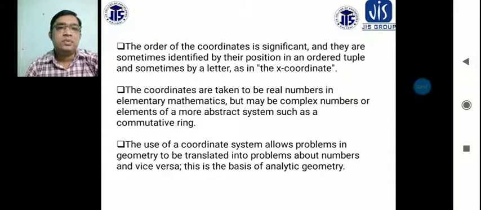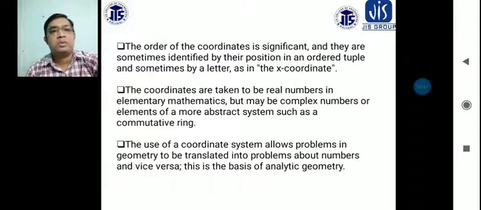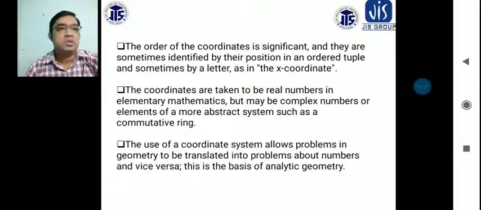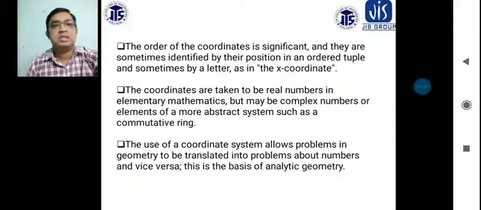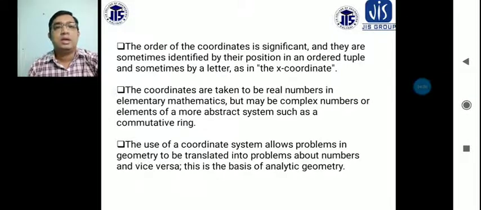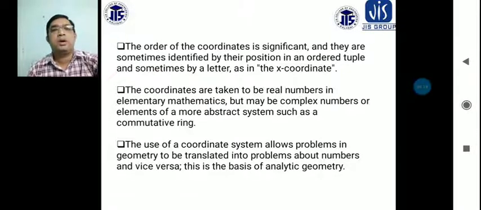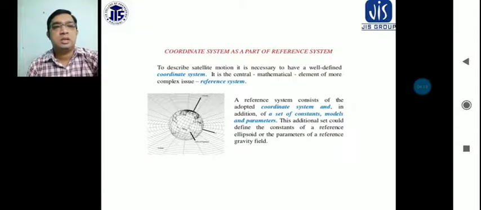Another thing: the use of coordinate systems allows problems in geometry to be translated into problems about numbers, and vice versa. This is the basis of analytic geometry. Sometimes problems are given that you have to translate, like translations, rotations, and scaling, into this type of number, and vice versa.